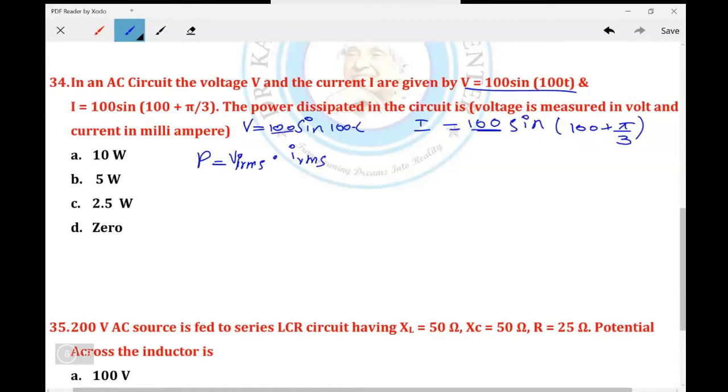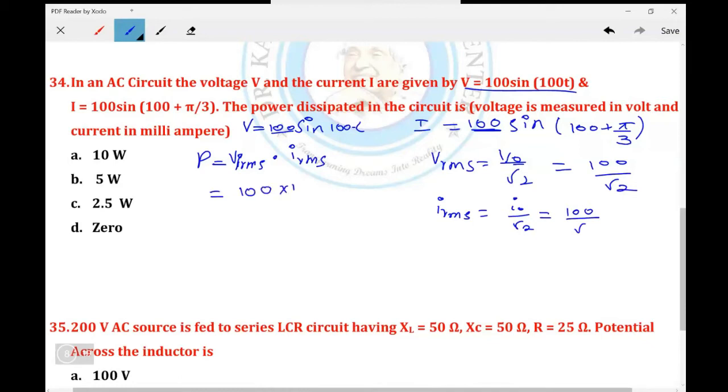So find out VRMS. What is VRMS? VRMS is equal to V0 by root 2, right? So what is V0 here? 100. So we will get 100 by root 2. Similarly find out IRMS. What is IRMS? IRMS is equal to I0 by root 2. What is I0 here? This is the peak value, 100 by root 2. Now substitute here, you will get 100 into 100 by root 2 into 1 by root 2, that is 2.